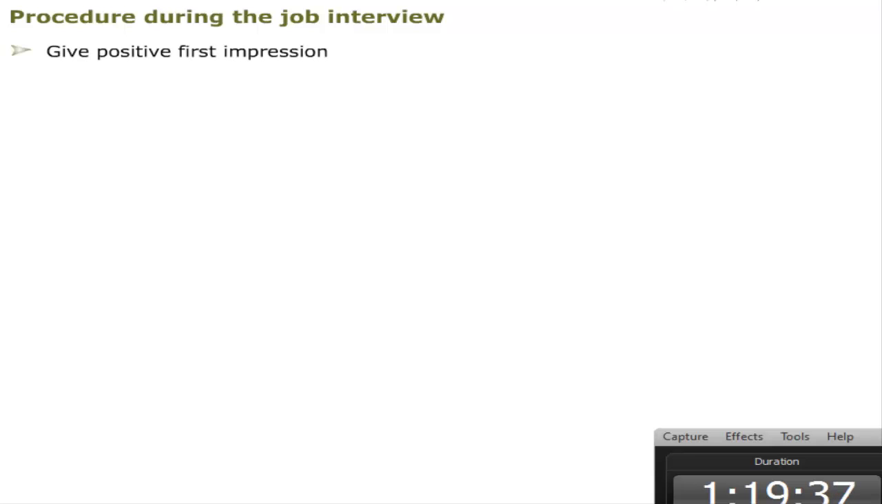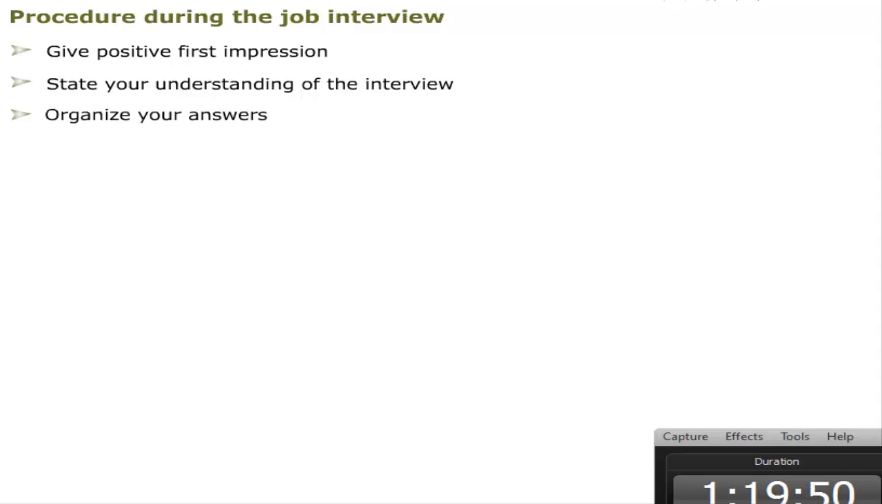Give a positive first impression. Offer a warm handshake. Give a pleasant smile. State your understanding of the interview. Organize your answers. Think of stating a thesis or claim and then supporting that position with data or evidence, as you do in writing or formal speaking.